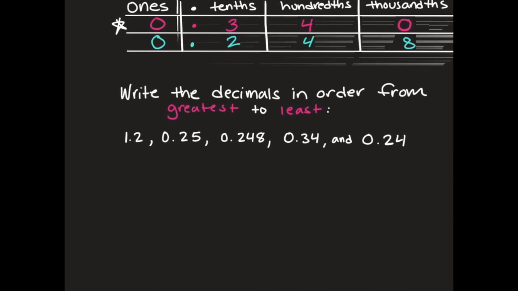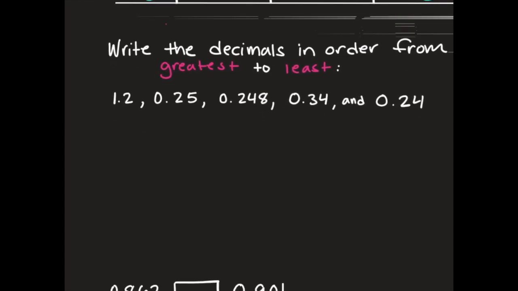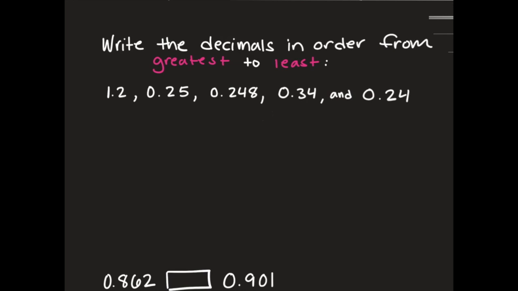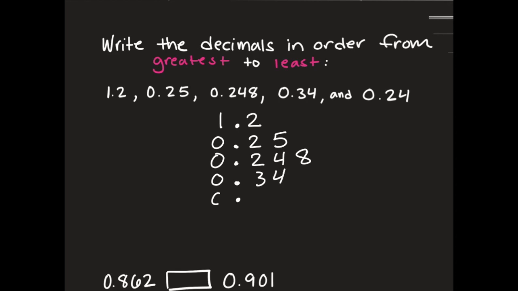Okay, I have write the decimals in order from greatest to least, so biggest to smallest. I'm going to show you my favorite way to put decimals in order. So I have 1, 2, 3, 4, 5. So I'm going to make 5 decimal points. And I'm going to go ahead and write them in. It doesn't matter the order, so I'm going to go from what I see. 1 and 2 tenths, 0 and 25 hundredths, 0 and 248 thousandths, 0 and 34 hundredths, 0 and 24 hundredths.